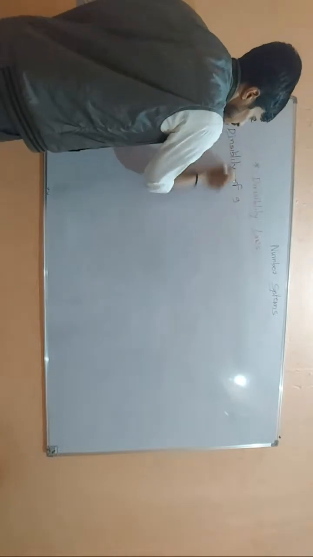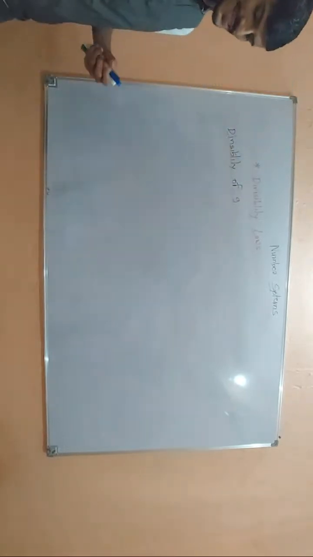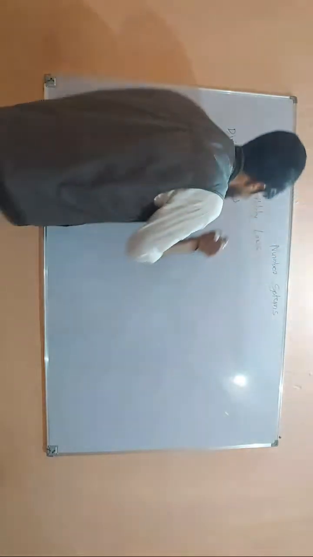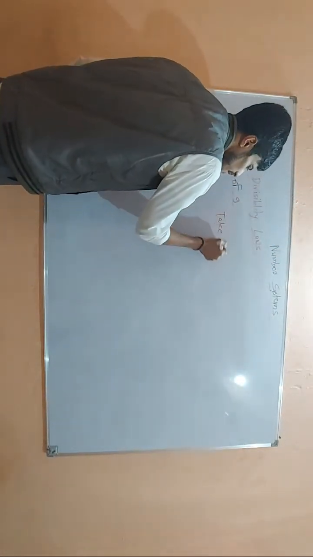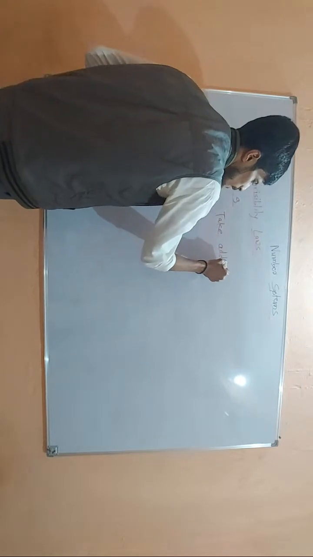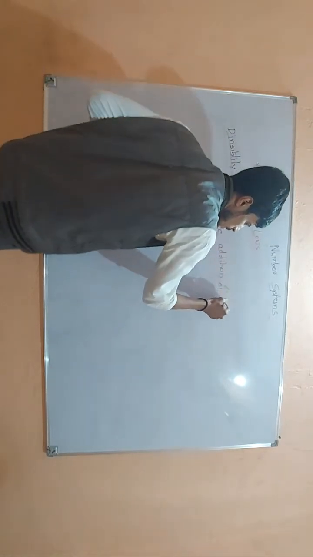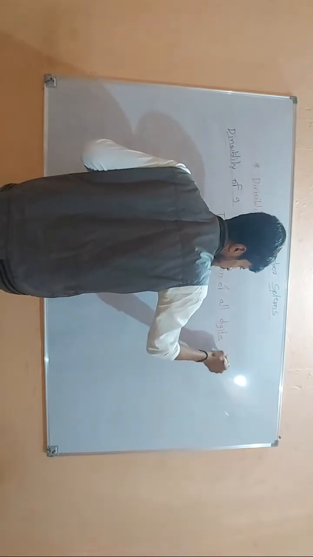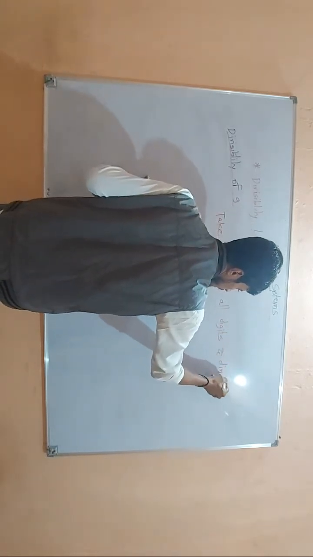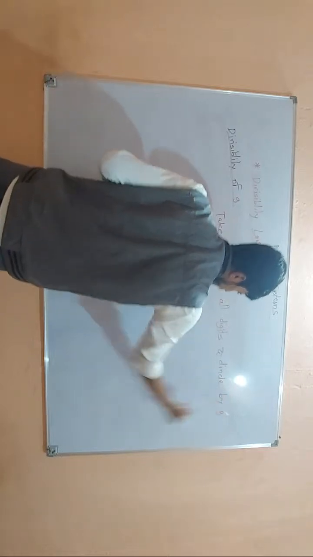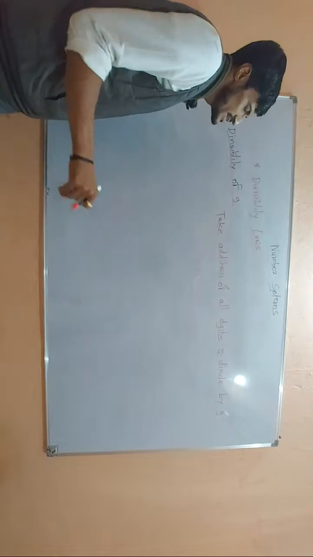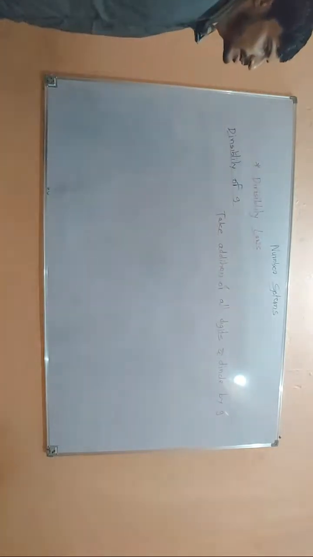divisibility of 9. So what are we going to do in this case? Simply, we have to take the addition of all digits and divide by 9. You have to take the addition of all digits, and if it is divisible by 9, then the whole number is divisible by 9.